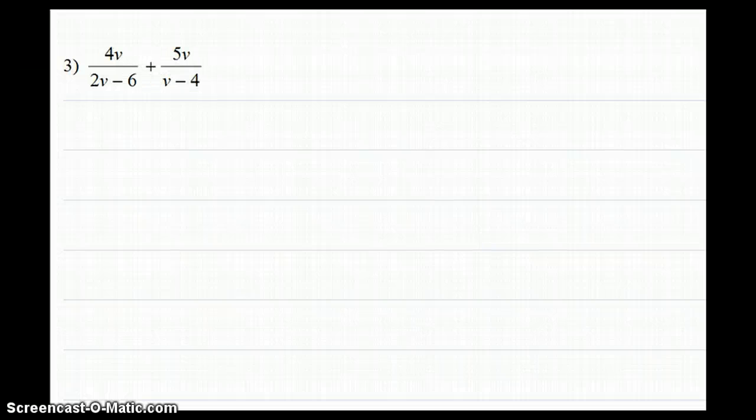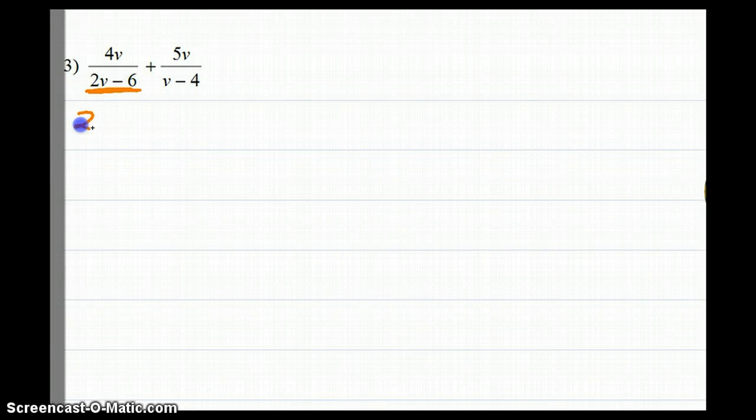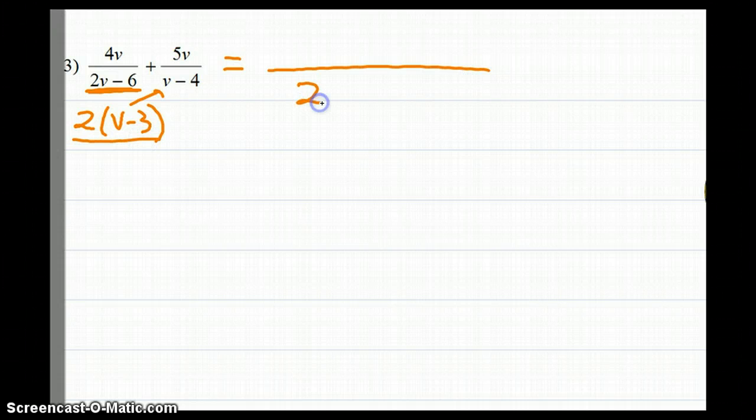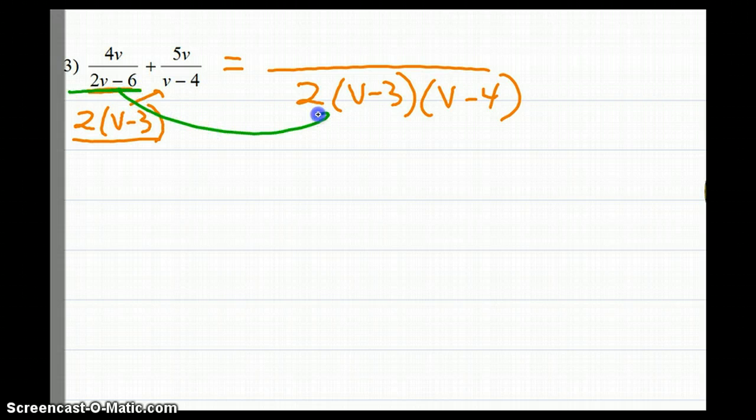Let's look at example 3. Again, step 1 is we must get a common denominator. Since if I factor out a 2 here, that's not going to really help us in getting a common denominator. So a common denominator here, nothing's common. So I'm going to need all of these denominators. Then we're going to change the fractions so that they look like this. So this has the 2, it has a v minus 3, but it needs a v minus 4.